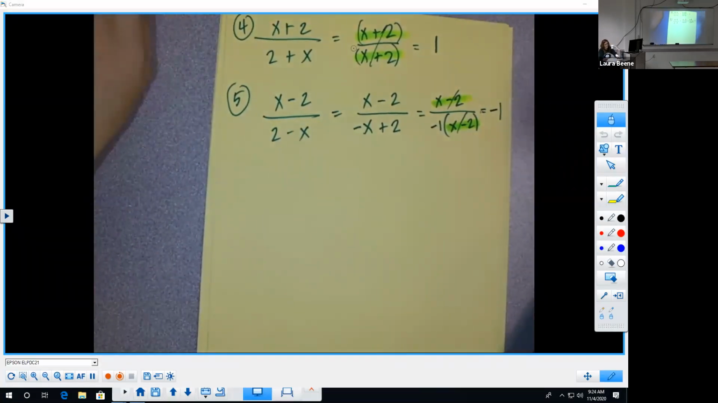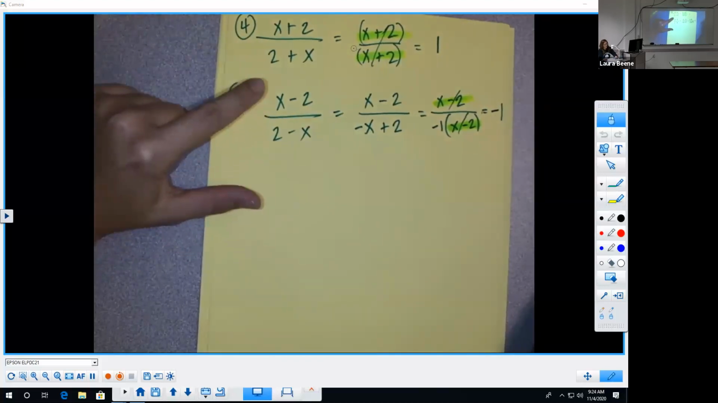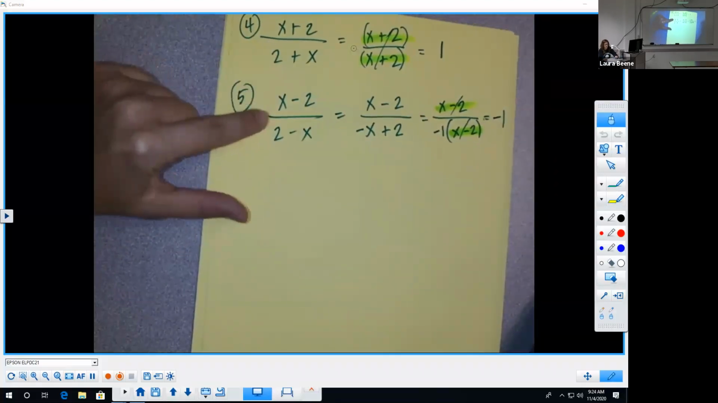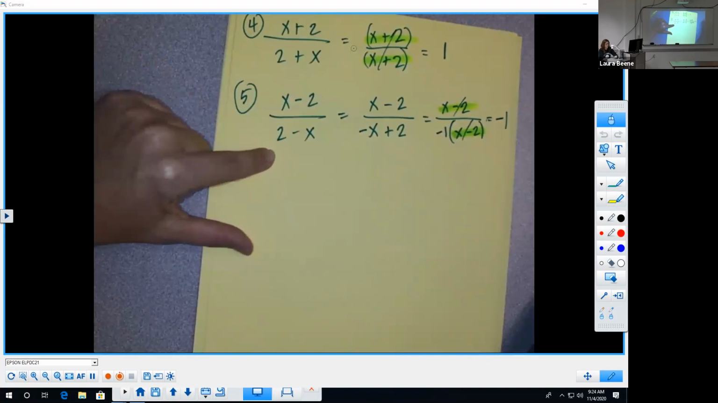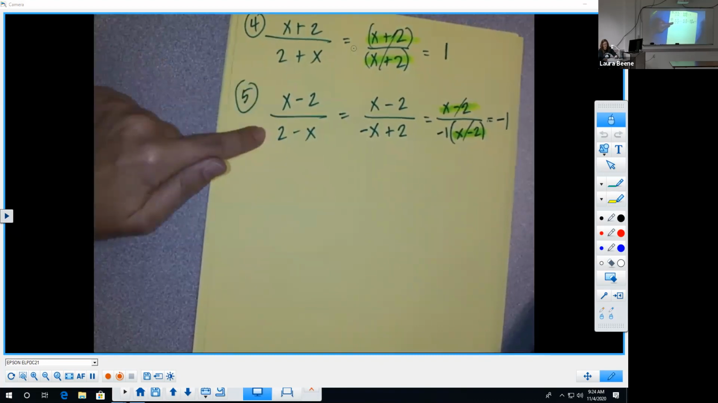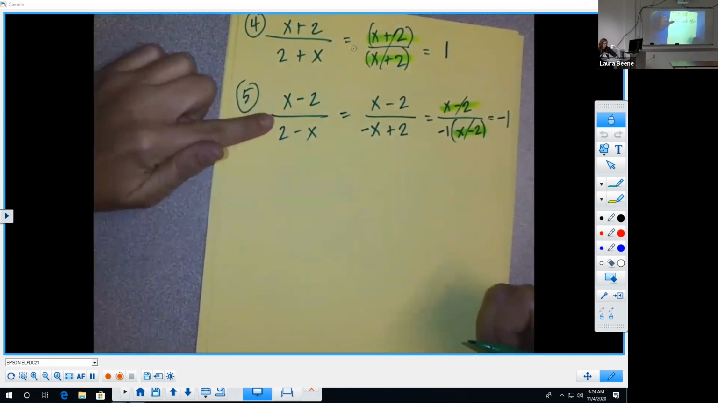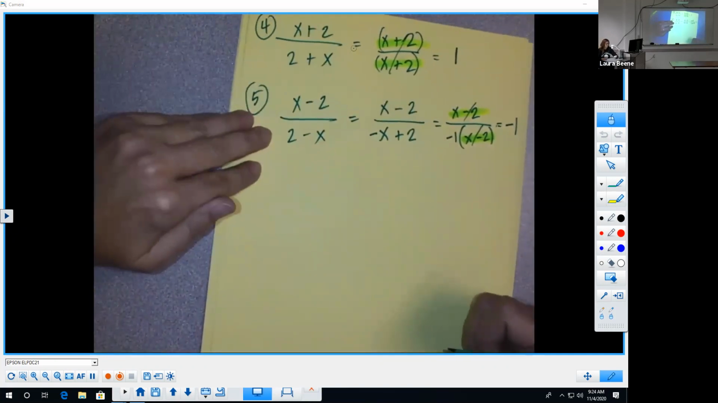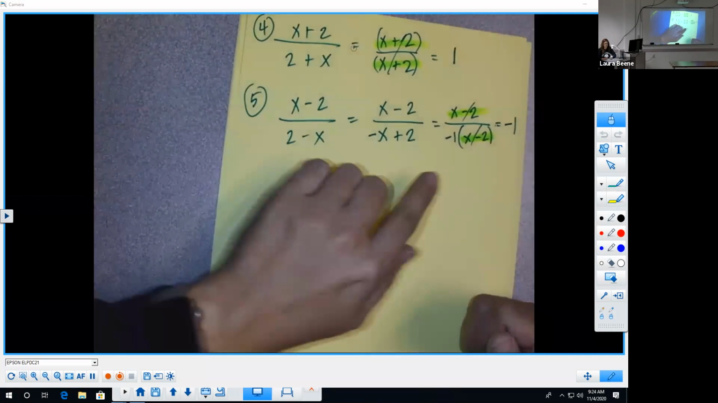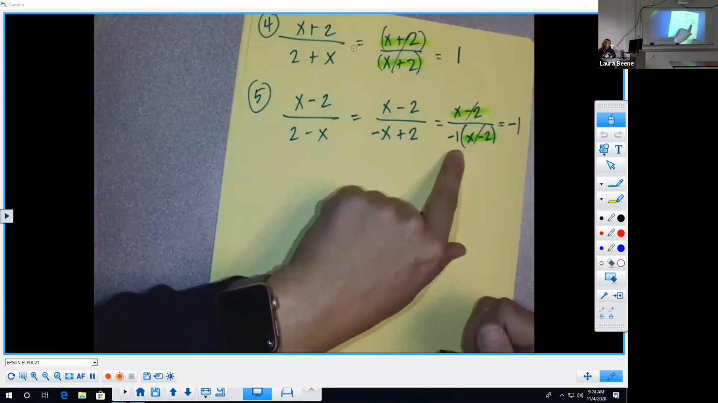That should kind of make sense a little bit, because if you plugged in a number, say 4, negative 4 minus 2 was negative 2, sorry, 2 minus 4 is negative 2, and 2 divided by negative 2 is negative 1. Okay, so if everything's the same except for the signs, and the signs are what's the issue from canceling it out, you can factor out a negative 1 to make them match.